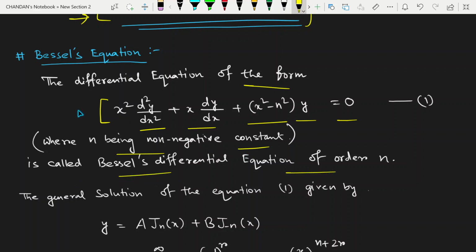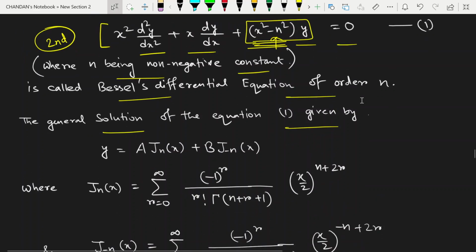This is a second order differential equation, and it is a very well known differential equation. If you observe these terms, one term is x square minus n square, and this n gives the order of the Bessel differential equation. Now the general solution of this equation 1 is given by, but I am not going into the proof of these theorems or functions, because this class is targeting competitive exam students, so I am not going into the proof or descriptive part.